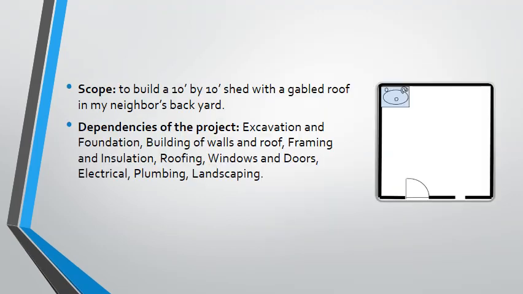The next important step to mention is the project's scope. The scope of this project is to build a 10 by 10 feet shed with a gable roof in my neighbor's backyard. It is also important to say that the project is limited to building a small window and one door with a screen on the same wall.